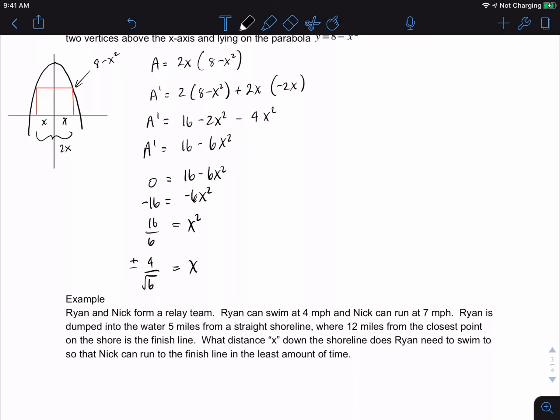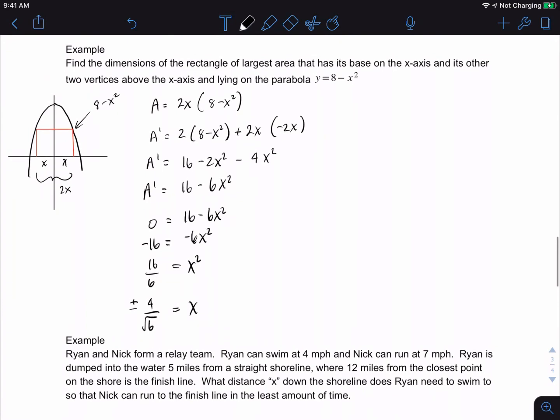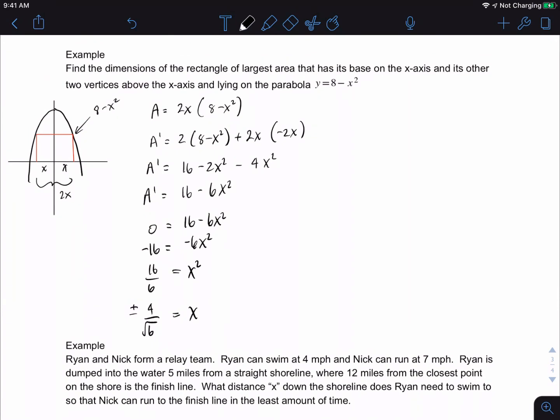But again, with this problem, since we're looking to maximize, we're only going to care about the right corner, right? Whenever we're doing these problems, we only care about the right corner. So I'm going to test this at 4 over radical 6. If you wanted to clean that up, you could. It would come out to be 2 radical 6 over 3. But no matter.